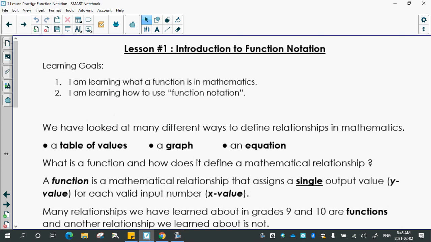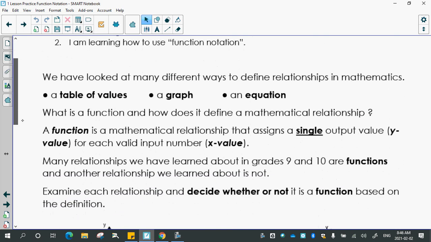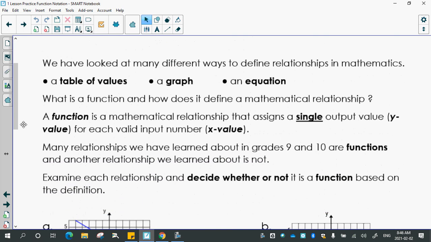All right, so today we're going to mostly be working on function notation, lessons 3 and 2, okay? Our learning goals for the first lesson are learning what a function is in mathematics and learning how to use function notation. So we have looked at many different ways to define a relationship in math, even in elementary school, but basically in grade 9 and 10 we looked at a table of values, a graph, and an equation, okay, as ways to define a relationship.